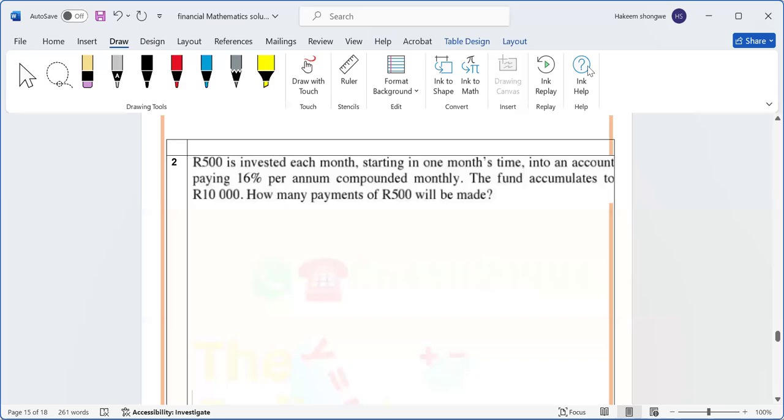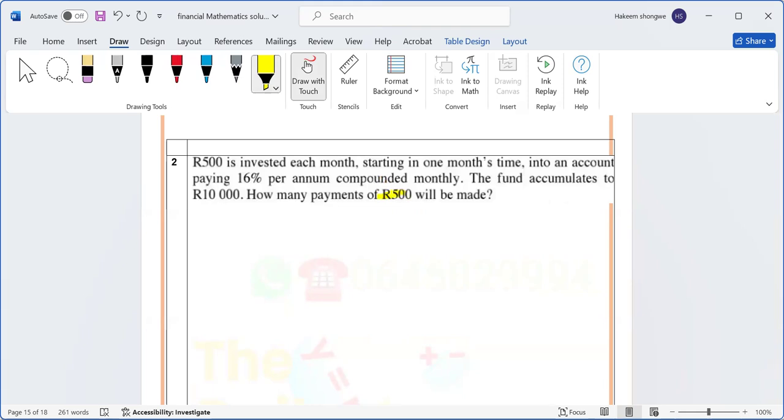Okay, let's look at this one here. 500 is invested each month, starting in 1 month's time, into an account paying 16% per annum compounded monthly. The fund accumulates 10,000. How many payments of 500? Keyword: how many payments of what?